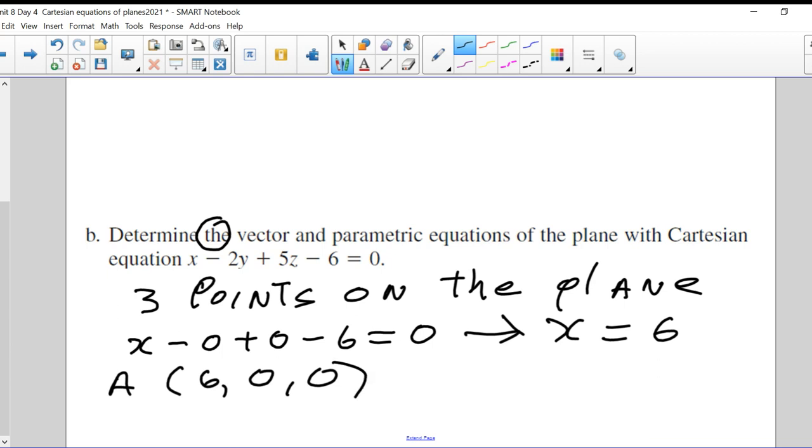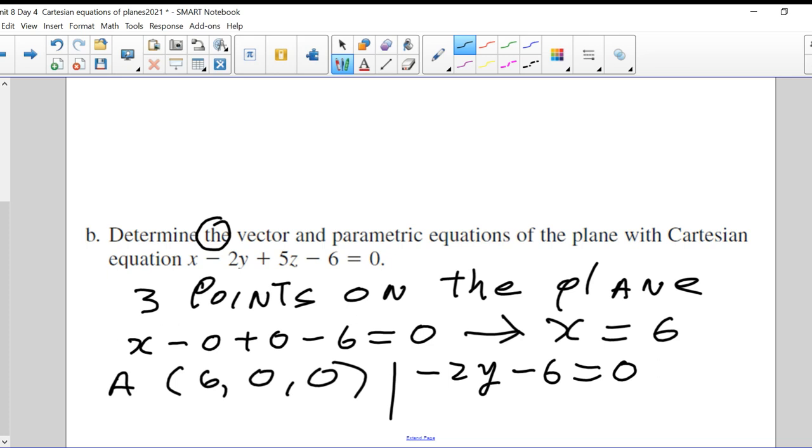Can we first of all agree on that? Does that make sense? Perfect. So one point on this plane is 6, 0, 0. Now let's find some more. Let me do the easier one first. What about if I put 0 in for my x and 0 in for my z? Just think about that for a second. Now there's no x there and there's no z there. I'd end up with minus 2y minus 6 equals 0.